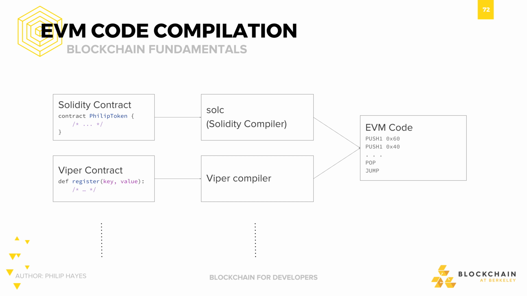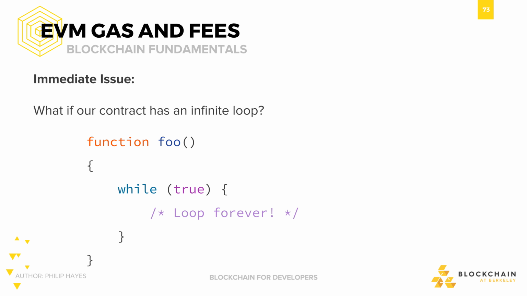So here's how it looks. You can have a Solidity contract, which is the language that you write smart contracts in, or you can write it in Viper, which is a Python-based smart contract language. But we're basically going to be doing Solidity because it's way more developed, and Viper is kind of messy right now. But yeah, the EVM code looks like this. It's basically just a bunch of opcode operations happening. Nothing too special. So here's an issue.